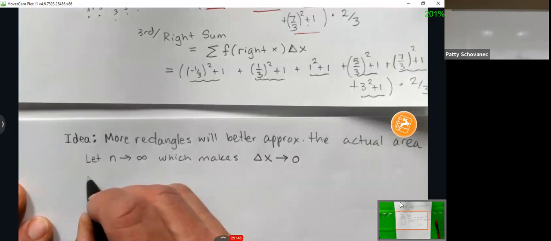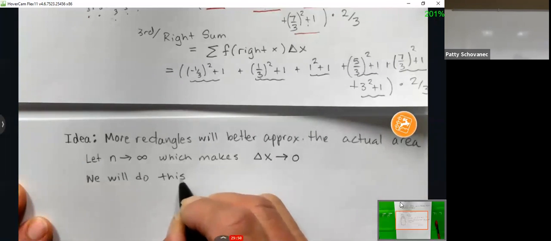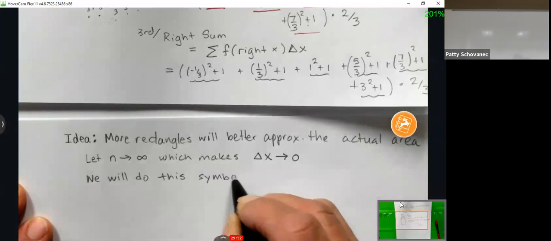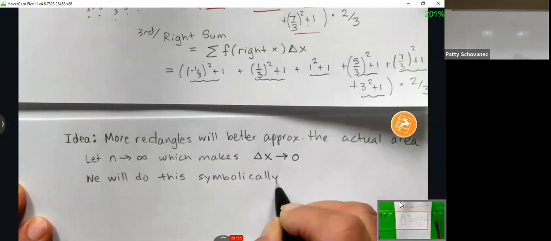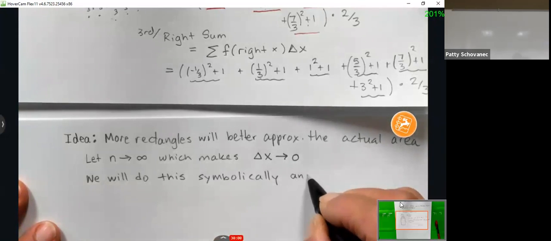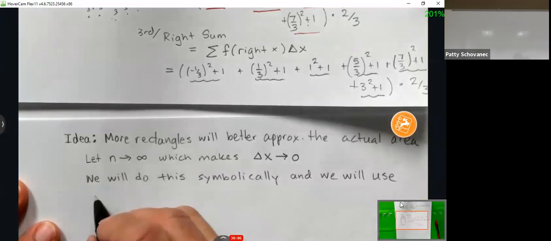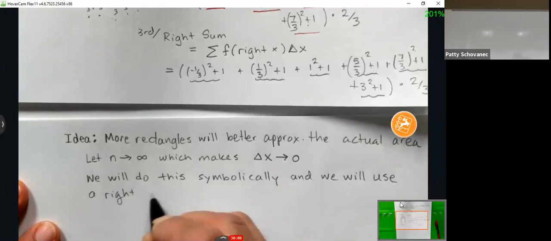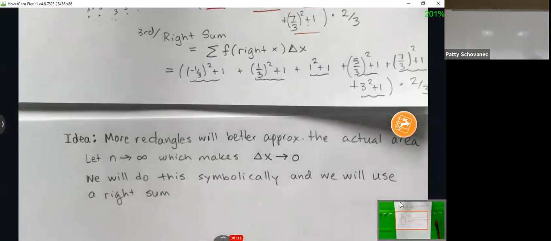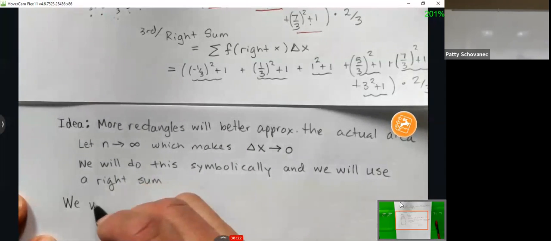Okay, so we're going to do this symbolically. And for the sake of argument, we'll use a right sum. Not that it matters, because again, we're going to have an infinite number of rectangles. Eventually, the right endpoint is going to fall right onto the left endpoint. So we will need some summation formulas.